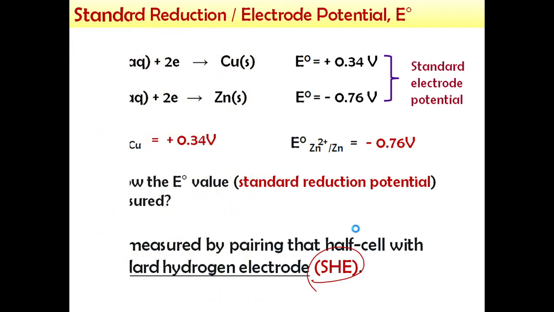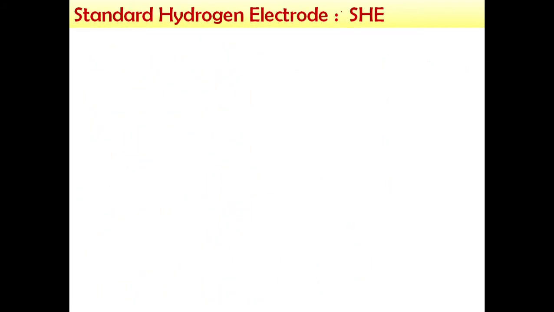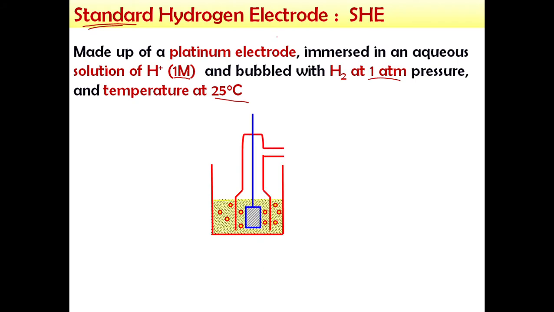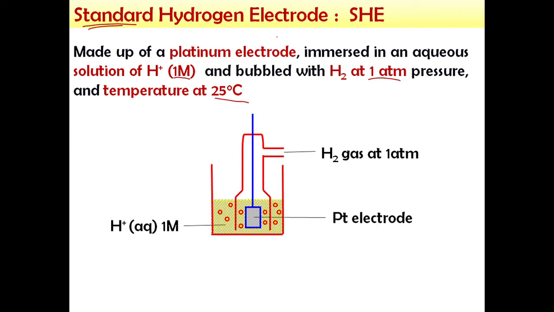So, SHE adalah standard hydrogen electrode made up of a platinum electrode immersed in aqueous solution of H+, bubble with H2 gas at 25 degrees Celsius. Okay, kenapa kena 1 atm 25 degrees Celsius? Because this is a standard hydrogen electrode. Jadi, boleh tengok diagram dia dekat sini. So, we're going to pump H2 gas and then this is the platinum electrode immersed in a solution of H+.